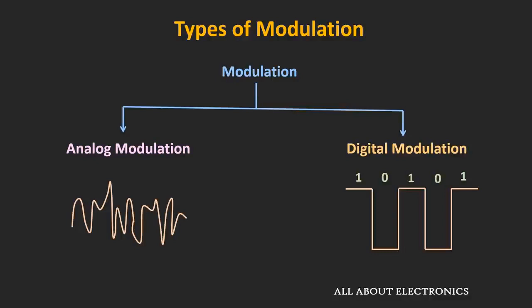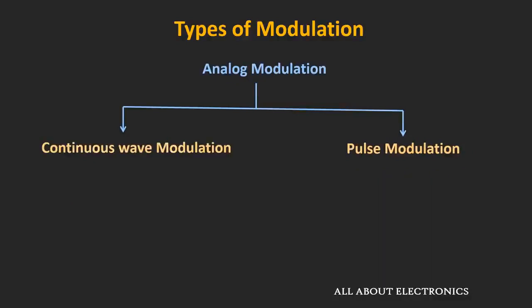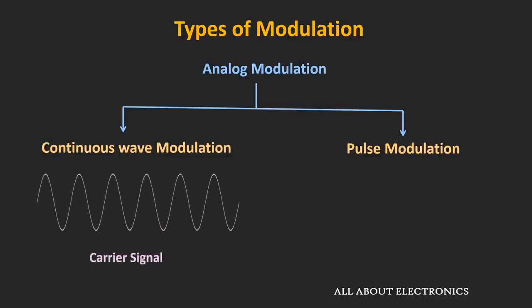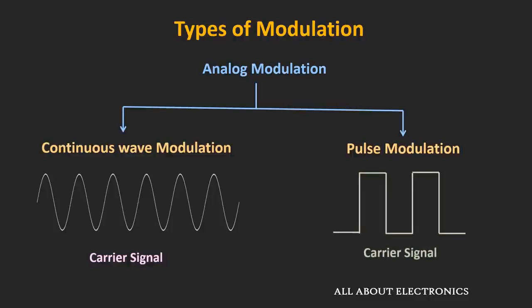Based on the type of the carrier signal, analog modulation can be further classified into two categories, that is continuous wave modulation and pulse modulation. If the carrier signal is a continuous wave signal, like a sine wave signal, then it is known as continuous wave modulation. On the other hand, if the carrier signal is a pulse signal, then it is known as pulse modulation.